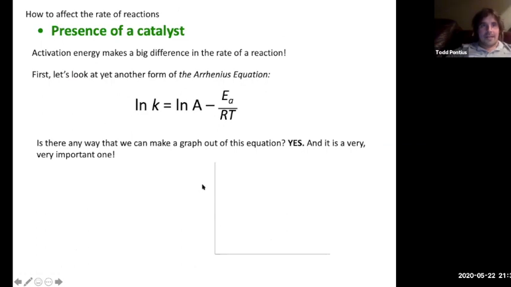So finally, presence of a catalyst. How does the presence of a catalyst end up speeding up a reaction? Activation energy makes a big, big, big difference in the rate of a reaction. So now what we're going to do is look at yet another form of the Arrhenius equation, and it is right there. The natural log of the rate constant K equals the natural log of our frequency factor A minus activation energy divided by RT. Is there an important graph we can make out of this?